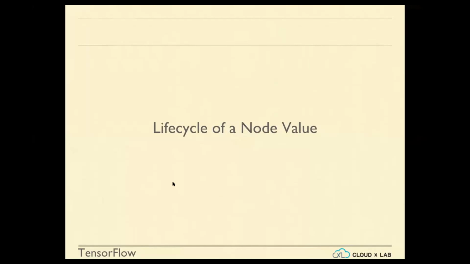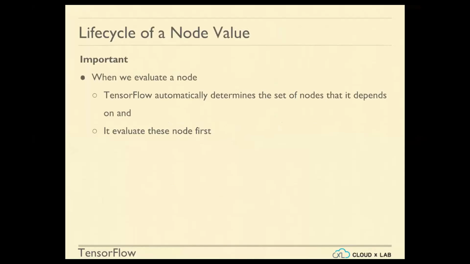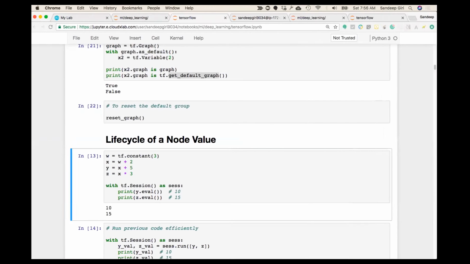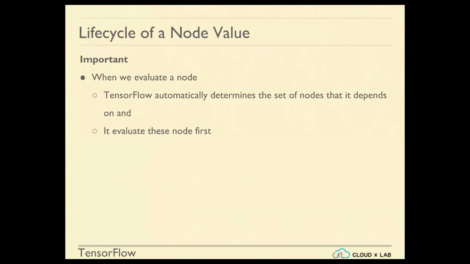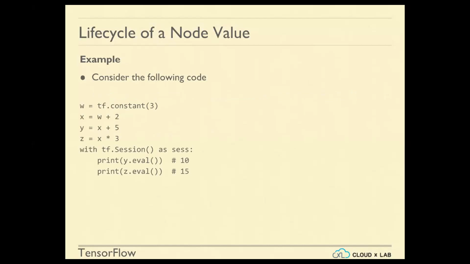Now, the next part that we were coming to in the last session was the life cycle of a node. When we evaluate a node, TensorFlow automatically determines the set of nodes that it depends on, and it evaluates these nodes first. Basically, whenever we are doing evaluation, it automatically determines that each node value depends on other node values and then does the computation in that order.